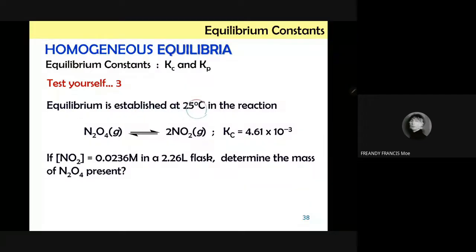Equilibrium is established at 25 degrees Celsius in the reaction as follows. Dia dah bagi tahu nilai Kc. Okay. Kalau dia bagi tahu, if NO2 is 0.0236 molar in a 2.2 liter flask, determine the mass of NO2 present. Ini adalah nilai at equilibrium tau. Okay. Jadi, determine the mass of NO2 present.